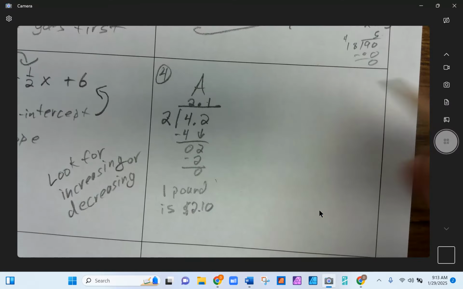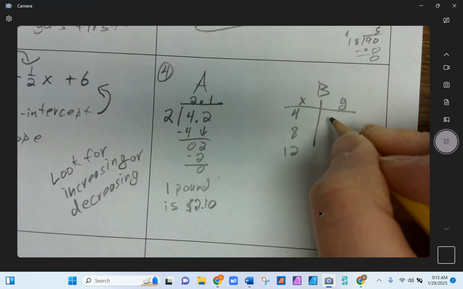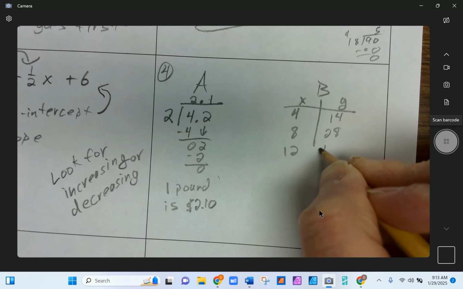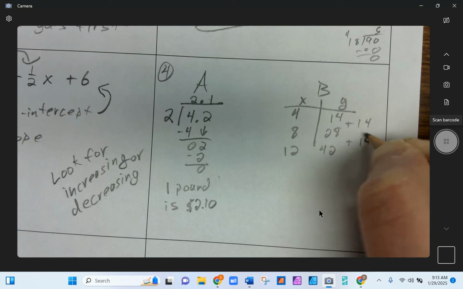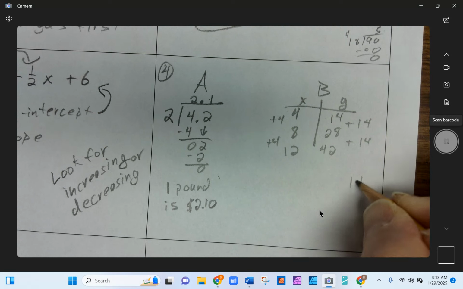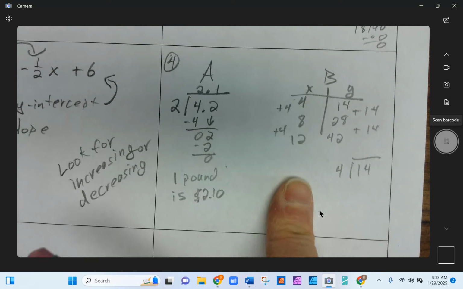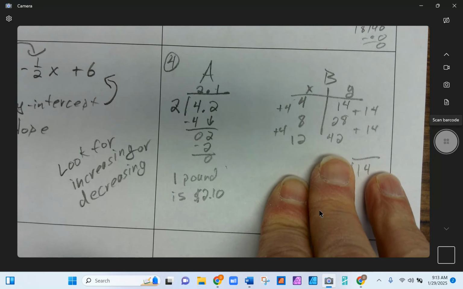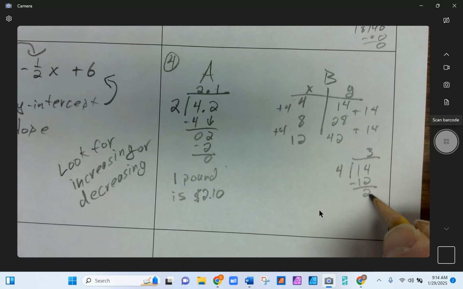Okay? And then for the other one, for B, we have X values 4, 8, 12, and Y values 14, 28, and 42. So the idea here is that it's going up 14 each time and going up 4 each time. So we're going to say 14 divided by 4. 4 goes into 14, 4, 8, 12, 3 times. 4 times 3 is 12. We subtract, we get 2.